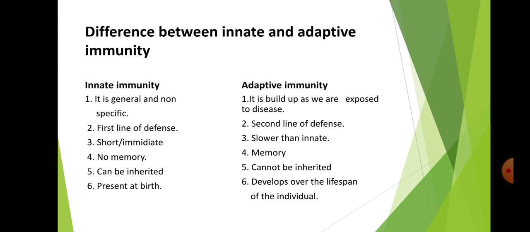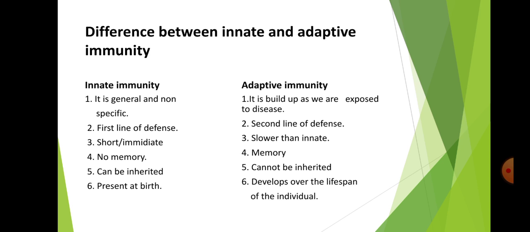Now, the difference between innate and adaptive immune system. Innate immunity is general and non-specific, while adaptive immunity is built up as we are exposed to disease. Innate immunity is the first line of defense, while adaptive immunity is the second line of defense. Innate immunity is immediate, while adaptive immunity is slower than innate. Innate immunity has no memory, while adaptive immunity is highly specific with memory.